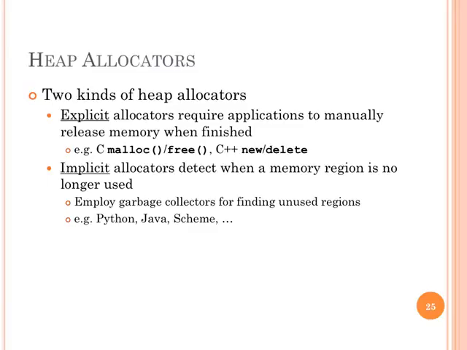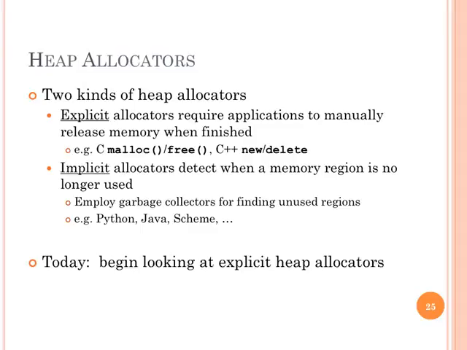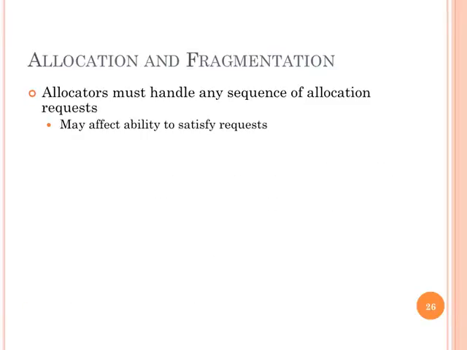And some languages actually allow you to use either explicit allocation or implicit allocation. And you can certainly use an implicit allocator with C++ as well, or C. There's actually a GC library that you can use in C and C++. It's not perfect. We'll talk about it more in the future. But you can even use implicit allocation in C and C++. We're going to start looking at explicit allocators, because you do get to write one in Assignment 3.